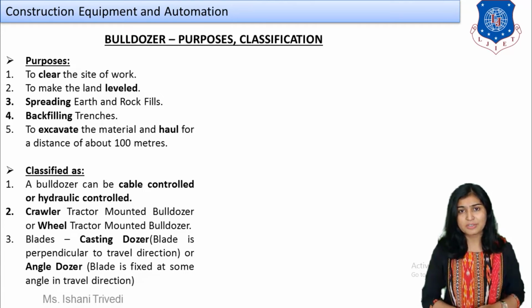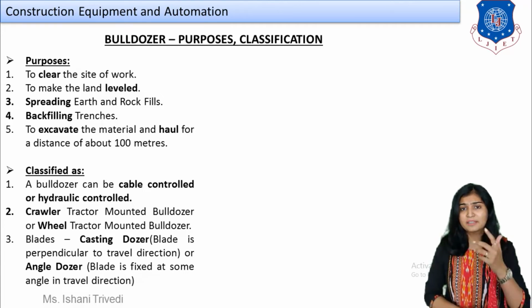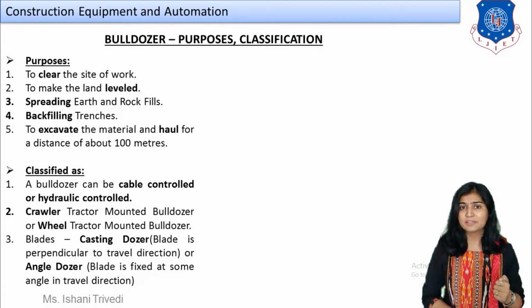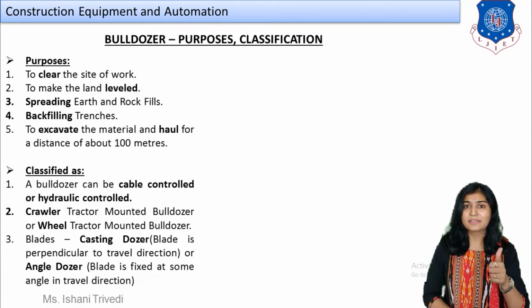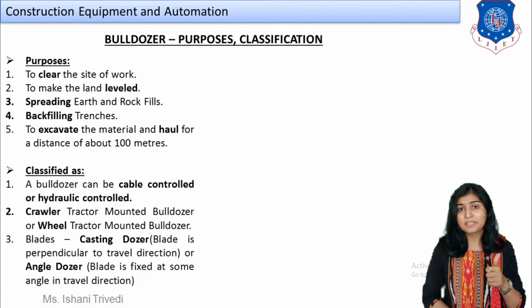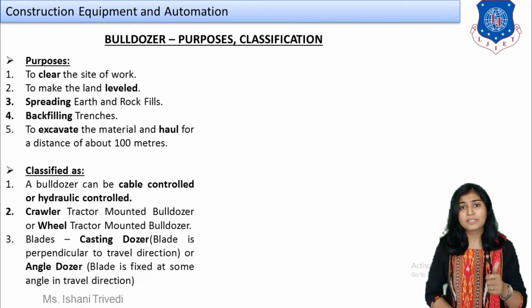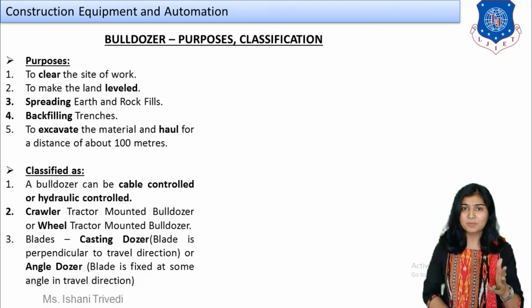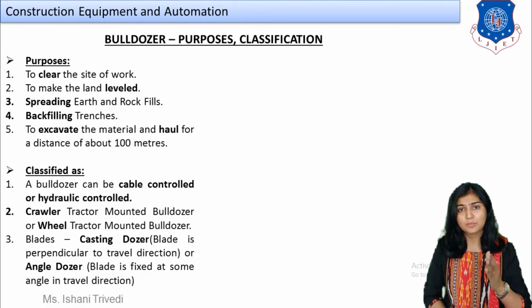Next, classification, right? Now, bulldozers, we know that there are two main classifications. One is crawler mounted and one is wheel mounted. But still we have some more classification. Let us see. We have three classifications in general. The first is, it can be either cable controlled or hydraulic controlled. We talked about hydraulic cylinders which control the operation. So it can be either hydraulic controlled or cable controlled. You have to just remember this. Second, it is either crawler tractor mounted bulldozer, or wheel mounted tractor bulldozer.